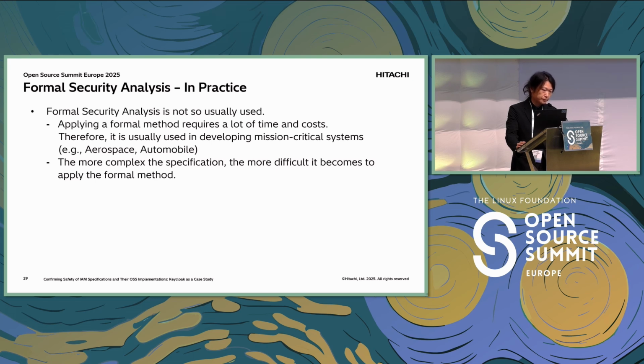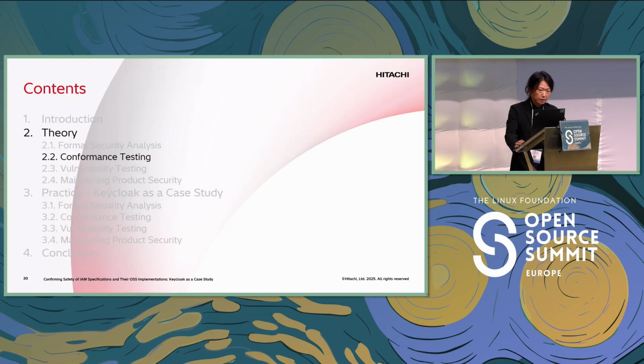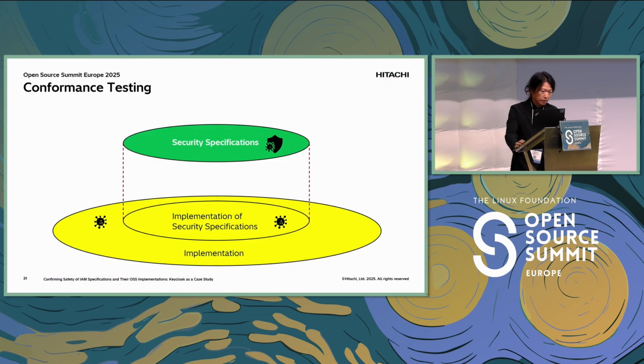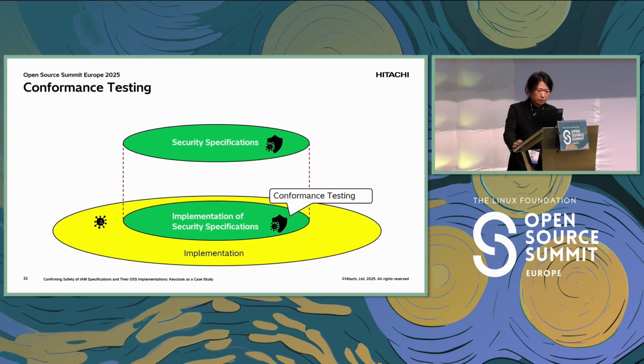So therefore, formal methods are usually applied to mission critical systems like the aerospace or automobile industries. And also, the more complex the specification is, the more difficult it becomes to apply the formal method. Next, I'd like to talk about conformance testing to identify the vulnerabilities included in the implementation of the specification.